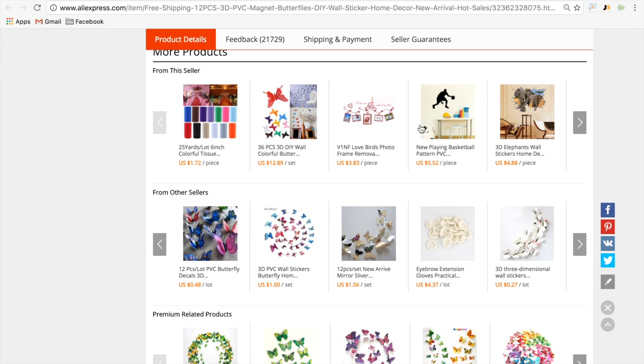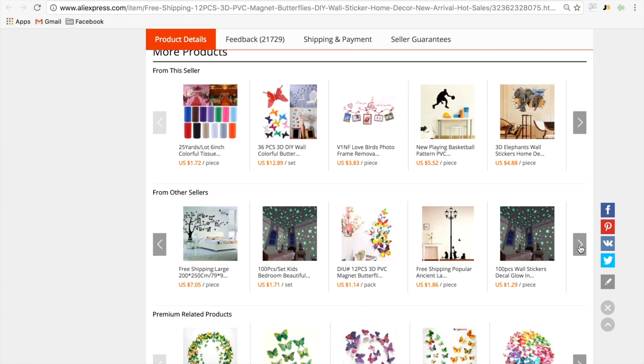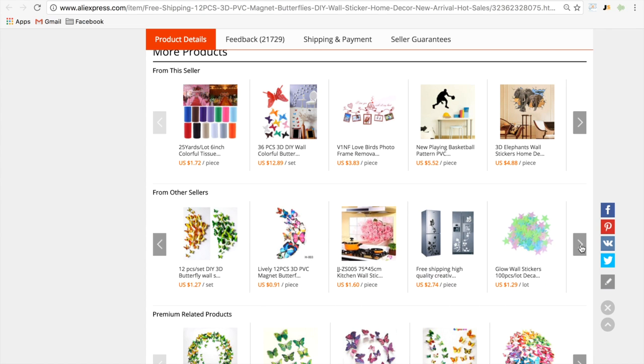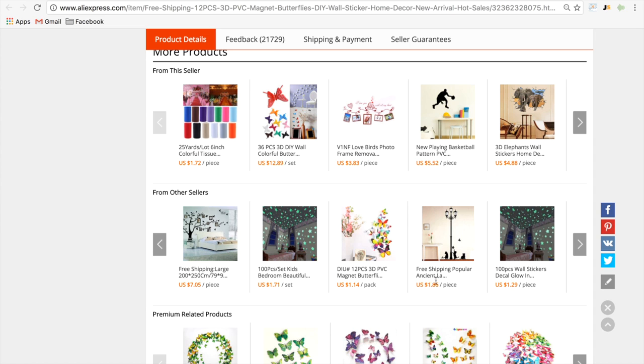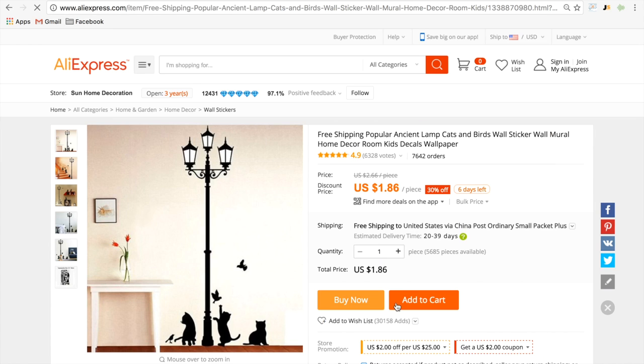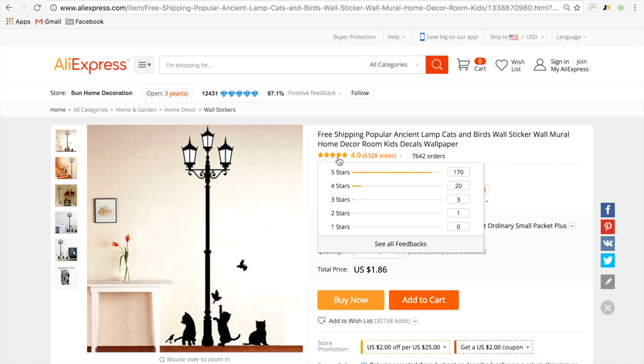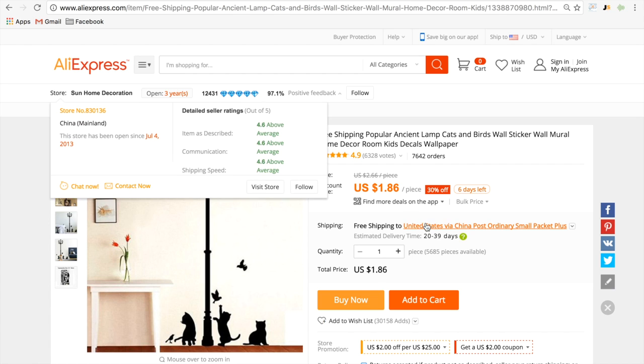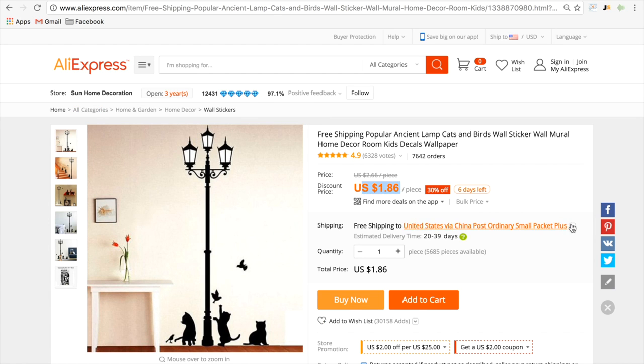Let's say that you didn't really like that, or it didn't work for you. You can come here and just browse around and see what other products they have, right? Now let's take a look at this. It looks like these are mostly butterfly products, but as you can see, we're getting some cat stickers as well. 7,000 orders, positive feedback, great seller, good price. It has e-packet, $4.54, doesn't matter. We can charge $12.95. We're still going to have a lot of profit.